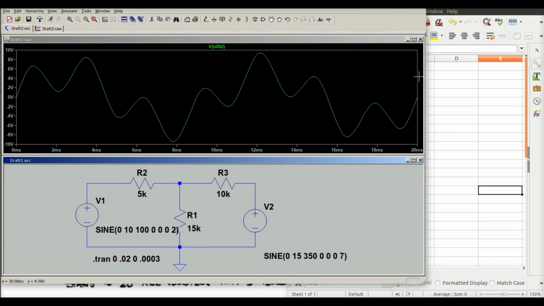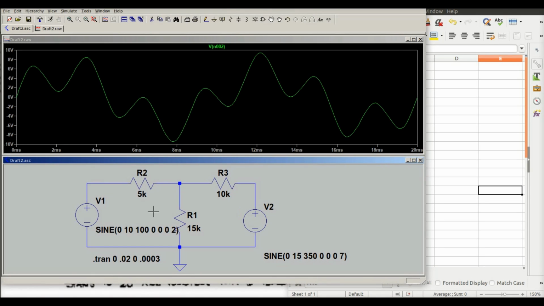Okay, another one. I went back to transient analysis using the values that we had come up with in the last video. I put this back to a sine wave, 10 volts peak, 100 hertz. This one is 15 volts peak, 350. Those aren't the values on the problem. Okay, that set that up.